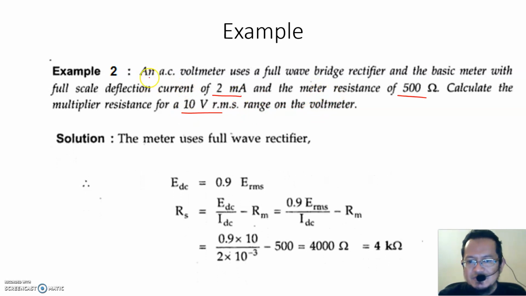Since the meter uses a full wave rectifier, we can use this equation here. We know that VDC is 0.9 multiplied by VRMS. So the multiplier resistor is the voltage E, divided by IDC, minus the internal resistance. We know EDC is 0.9 VRMS, divided by IDC, minus Rm. If we crunch in the numbers, we get the multiplier resistor is around 4 kilo ohm.